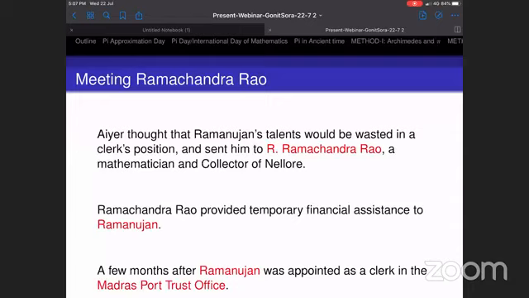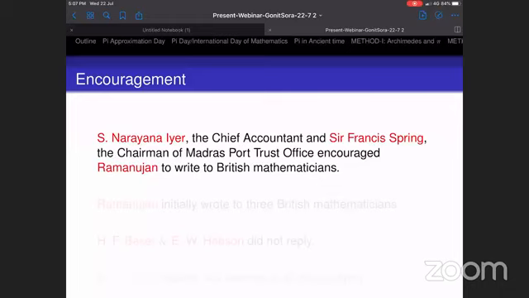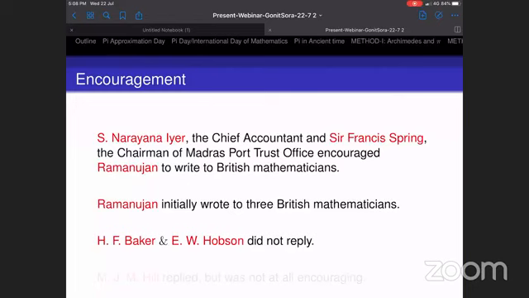Madras Port Trust office. And in the Madras Port Trust office, two very kind persons were there. One was S. Narayan Iyer, who himself was a mathematician, and Sir Francis Spring, the chairman of the Port Trust office. And they encouraged Ramanujan to write to British mathematicians. And Ramanujan initially wrote to three British mathematicians, Baker and Hobson. They did not reply. M.J.M. Hill replied, but was not at all encouraging.